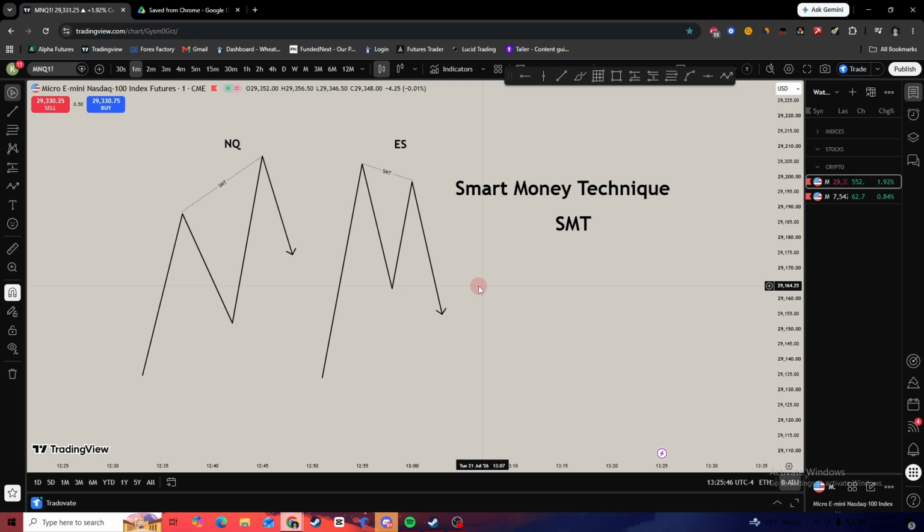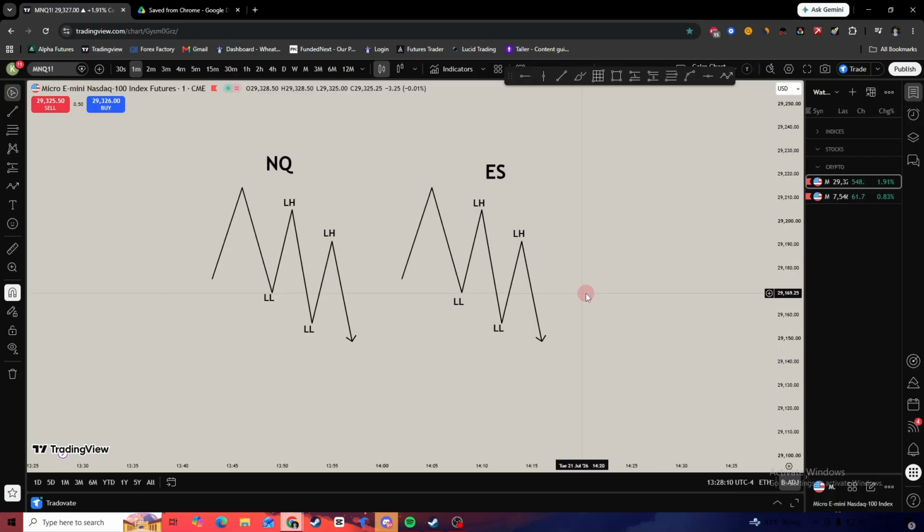How's it going, everyone? Today we're going to be going over smart money techniques, also known as an SMT. So how does the market move? NQ and ES are correlated assets, so they move very similarly.